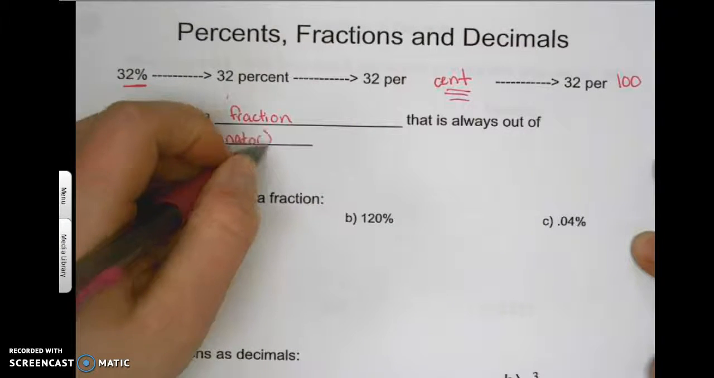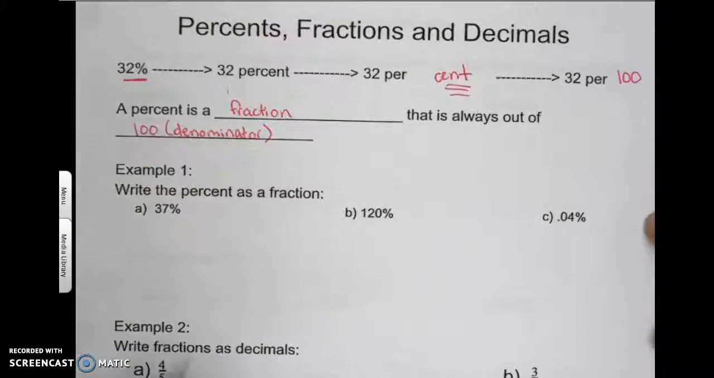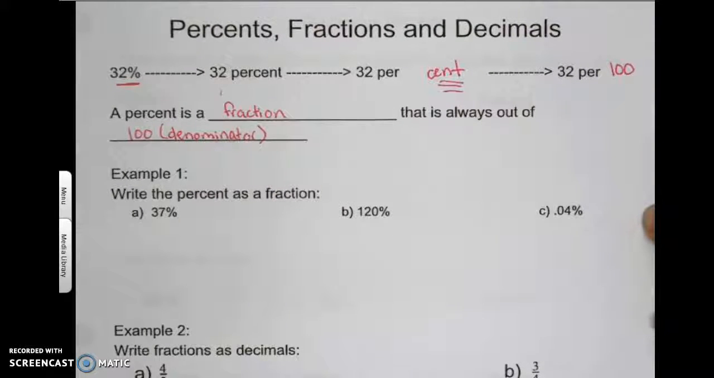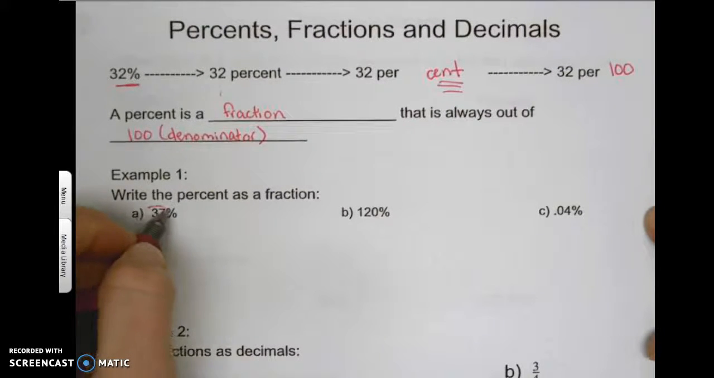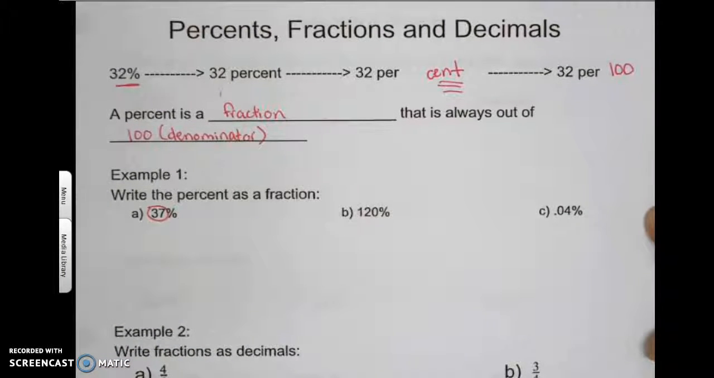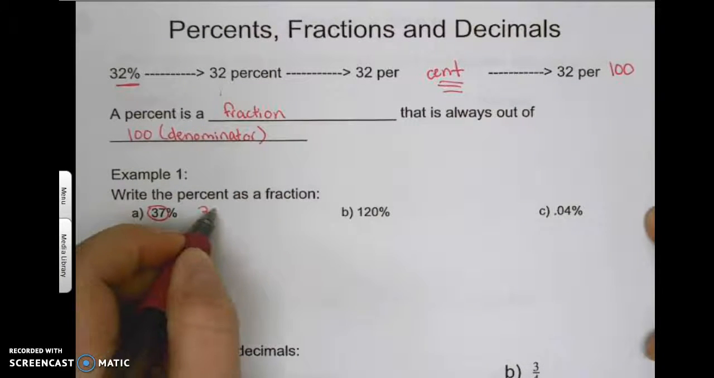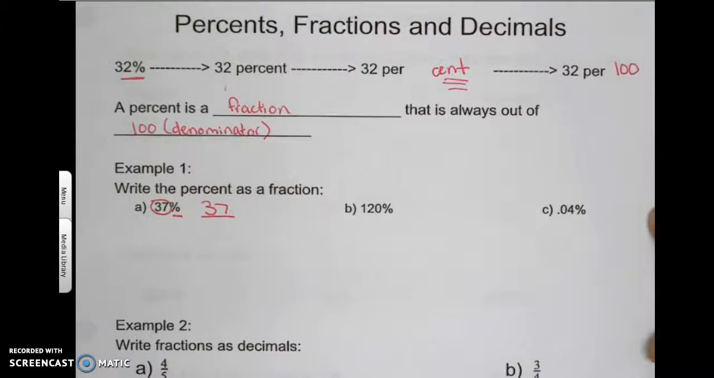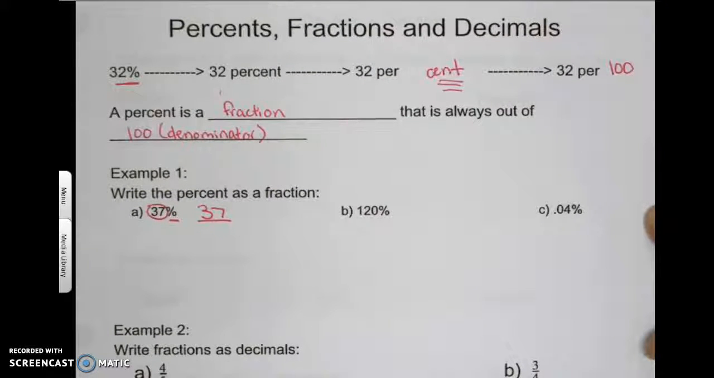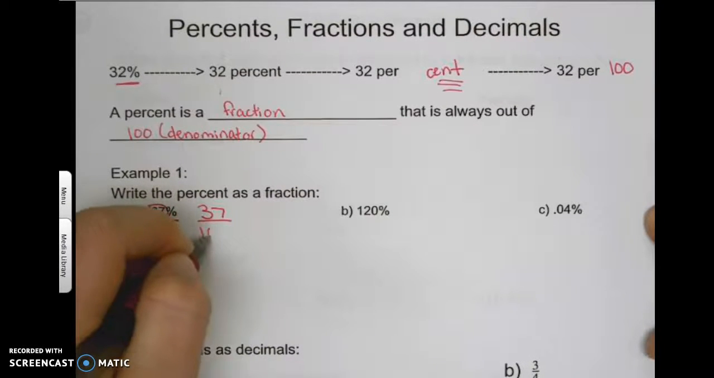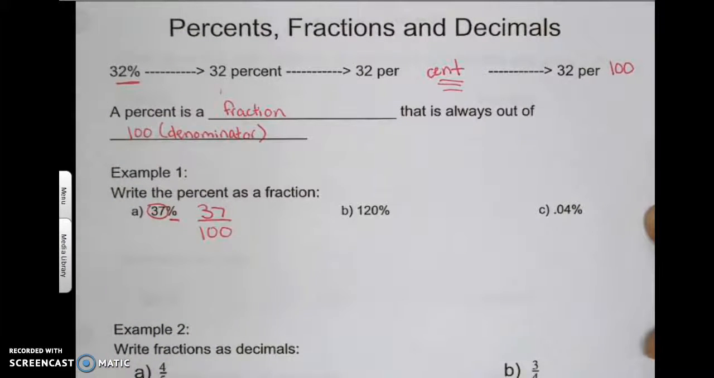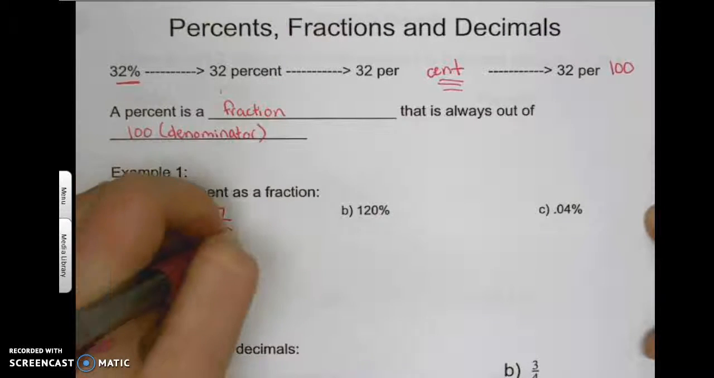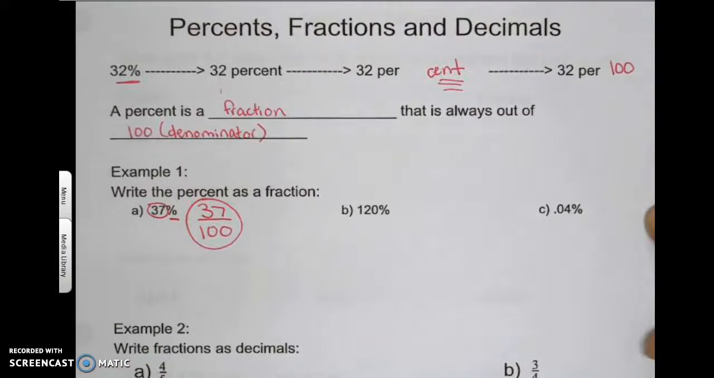So if we look at the first example, we've got write the percent as a fraction. Before really doing anything, look at the number that they give you, 37. We're going to write 37. Because it's percent, that means it's going to be 37 with a denominator of 100. So we've got 37 over 100. If we can simplify, we're going to. However, we cannot simplify that, so my final answer will be 37 over 100.